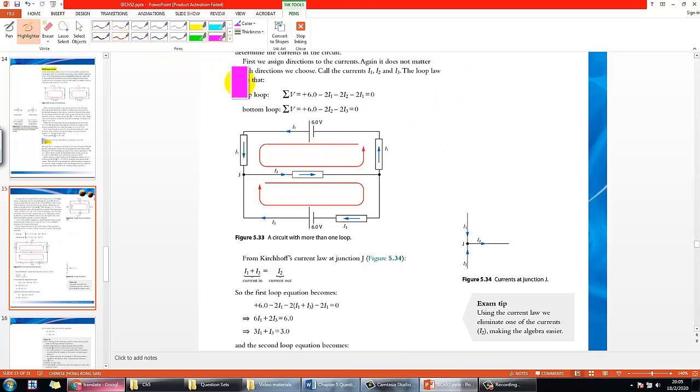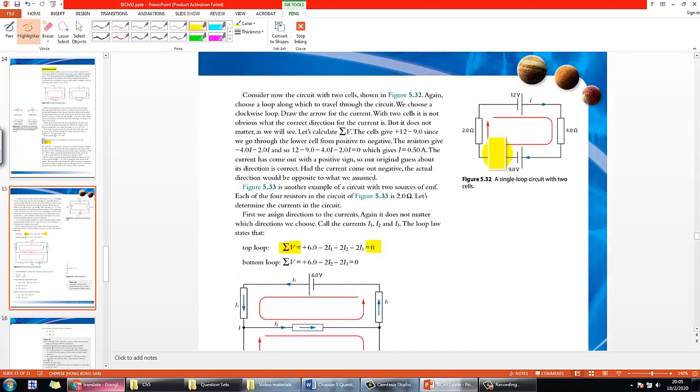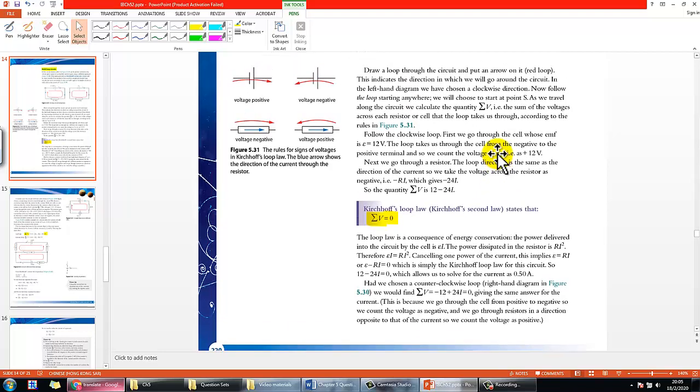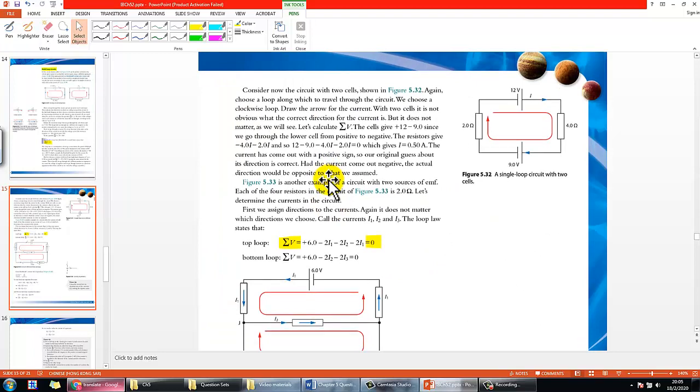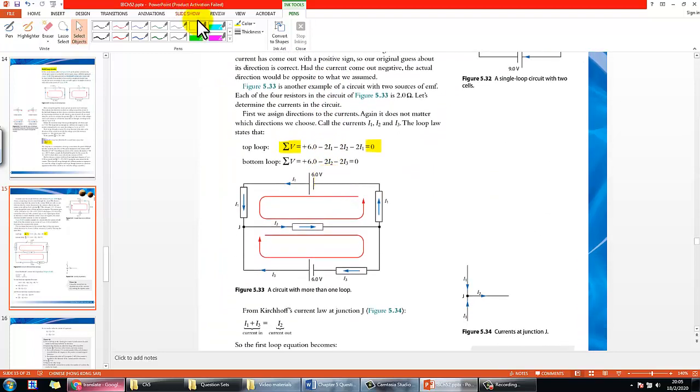As you could also see here, the law is set, right? The summation of all the V, the potential difference across everything in the loop, at the end will equal 0. So let's take a look here. If you look at the upper loop, that means this one.